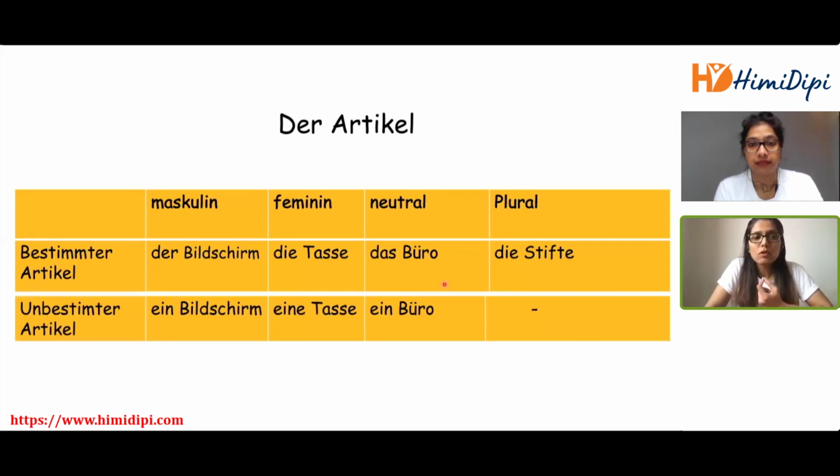Coming down to unbestimmte Artikel, indefinite article. Ein Bildschirm, feminine, eine Tasse, neutral, ein Büro, and in plural, there is no indefinite article. Let us go ahead and see the use of definite and indefinite article.